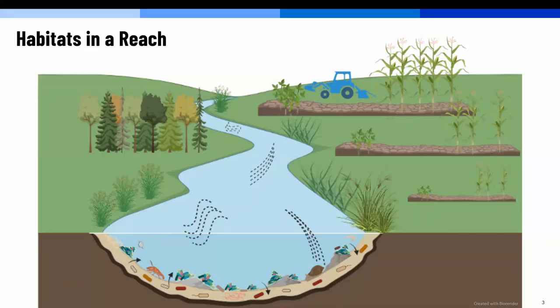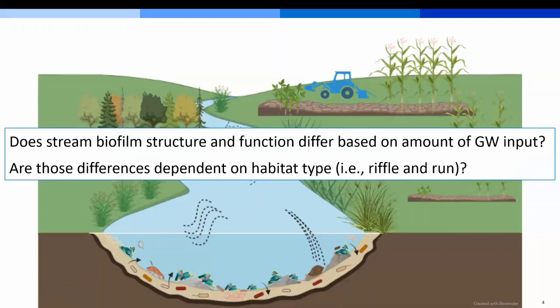The microbial community can form a scum on rocks or other sediment, and we more affectionately call these biofilm, which are made up of bacteria, fungi, algae, diatoms, and viruses. Biofilm make up the base of the food web, and therefore understanding what influences patterns in biofilm structure and function is imperative for ecological management.